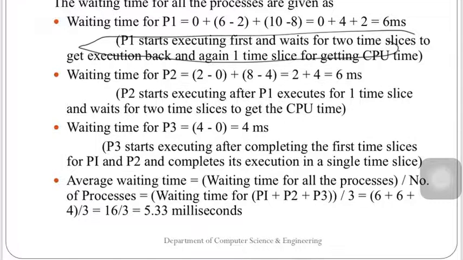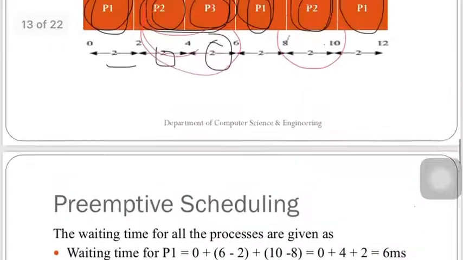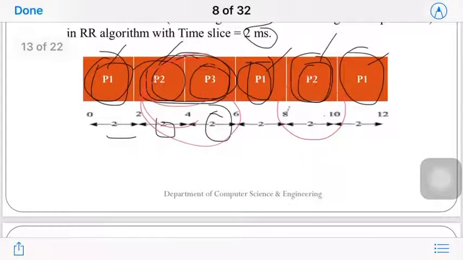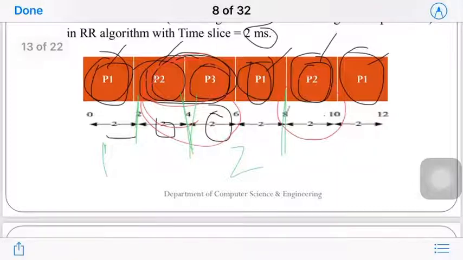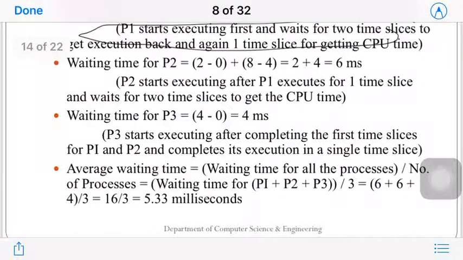Now the next one is P2. So how much time has P2 waited? P2 has waited here for 2 milliseconds first. Okay, then P2 came into the picture here. So again 2 slots here, right? So 1 here and 2 here. So how much in total? 3 time slices, nothing but again the same 6 milliseconds.